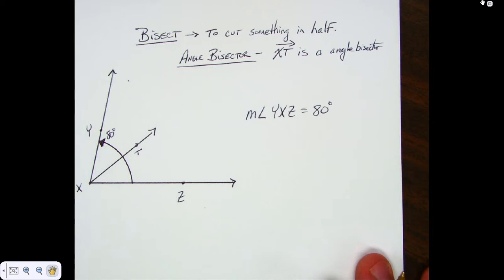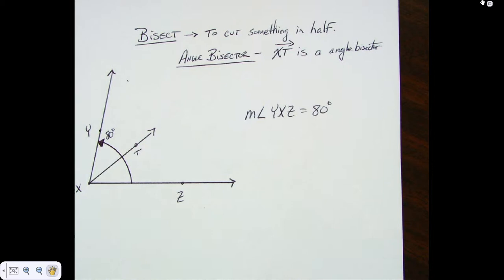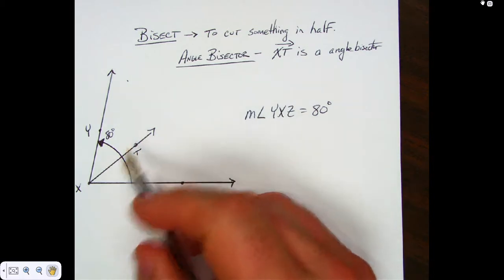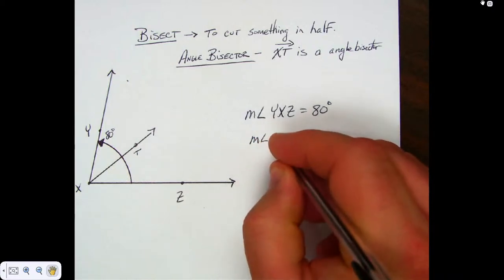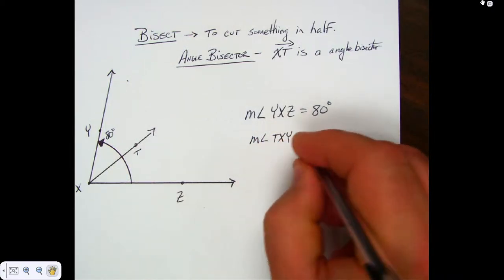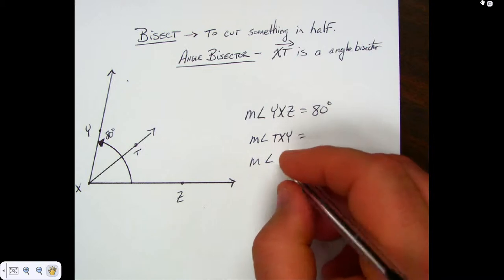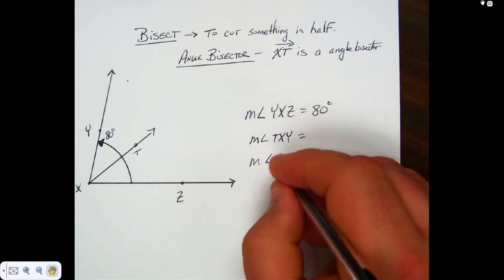Okay. How many different ways is there to cut something in half? Two. How many ways is there to cut 10 in half? How can you cut it in half? Into what? 5 and? Is there any other way? Is there any other way to cut 40 in half? 20 and 20, right? Well, I just told you that this cut it in half. What do you think the measure of angle TXY is equal to? And I want to know what the measure of angle ZXT is.